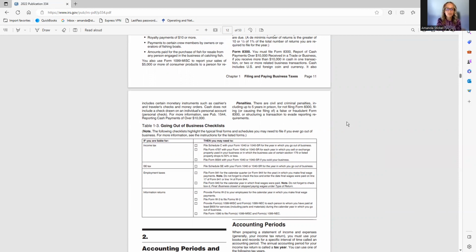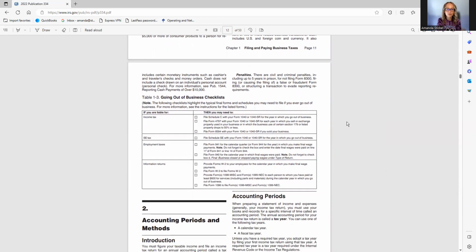And then Table 1-3 is the going out of business checklist. The following checklist highlights the typical final forms and schedules you may need to file if you ever go out of business. For more information, see the instructions for the listed forms. If you are liable for income tax, then you may need to file a Schedule C with your Form 1040 in the year in which you go out of business. File Form 4797 in the year in which you sell or exchange property used in your business or in which the business use of certain Section 179 or listed property drops to 50% or less.